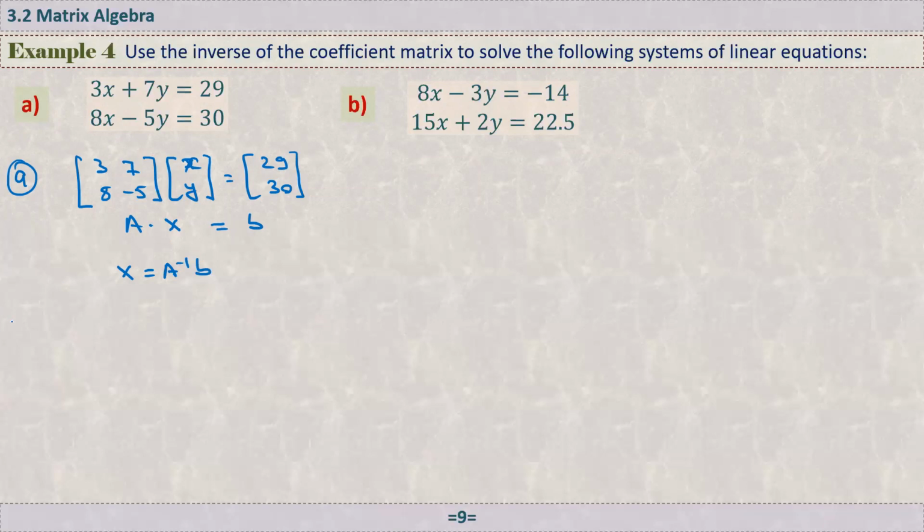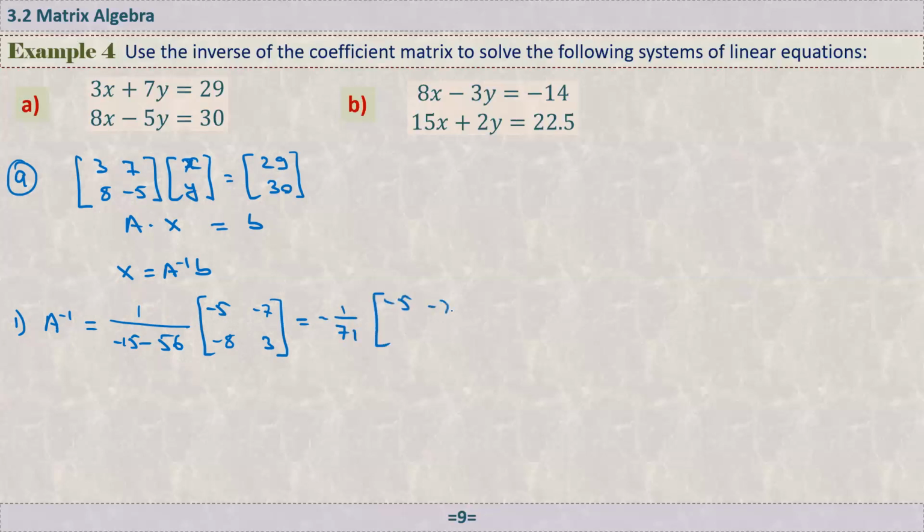So first, I need to find the inverse. What is A inverse? That's equal to 1 over AD minus BC: 3 times negative 5 is negative 15, minus 7 times 8, that is 56. Now I have to interchange these two entries, here we have minus 5 and here we have 3, and change the signs of the others, so minus 7, minus 8. That is equal to minus 1 over 71 times the matrix minus 5, minus 7, minus 8, 3. We have a lot of minuses, so that's just equal to 1 over 71 times 5, 7, 8, minus 3. That is the inverse of A.